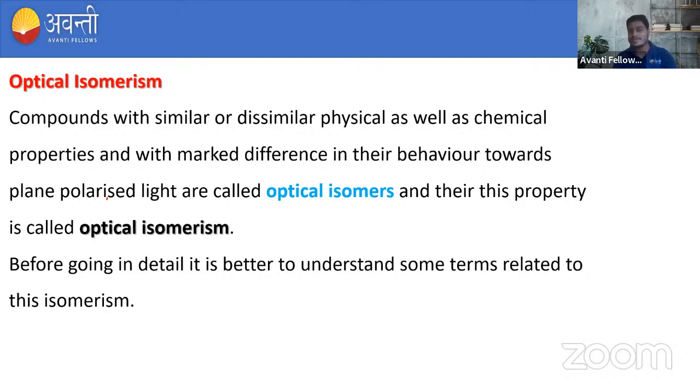Before going into detail, it is better to understand some terms related to this isomerism, right? What are the terms that we use continuously when describing optical isomerism? So optical isomerism is clear, I hope. That is, compounds with similar or dissimilar physical as well as chemical properties with marked difference in their behavior towards plane polarized light. If they show different behavior with PPL, plane polarized light, then they are said to be optical isomers. Now, let's see some key terms related to optical isomerism.